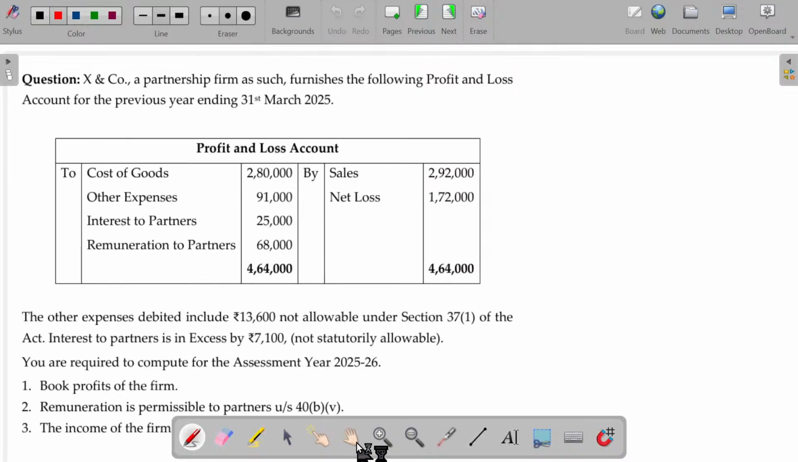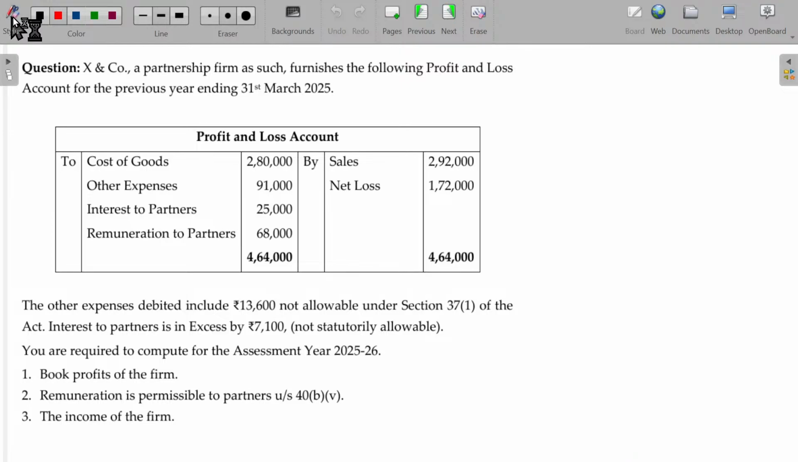Now we'll start with this illustration. X&N company, a partnership firm assessed as such, furnishes the following profit and loss account for the previous year ending 31st March 2025. We have a net loss. You start with the net loss, profit or loss as per books, the value being 1,72,000.